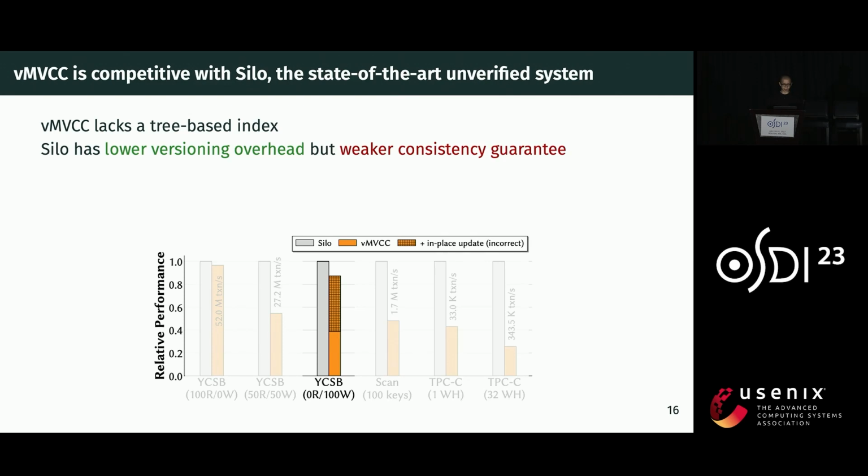To confirm that versioning is indeed the overhead, we made an incorrect variant of vMVCC that does in-place updates and therefore does not allocate new versions. And its throughput on the YCSB write-only workload increases from 38% to 87%.